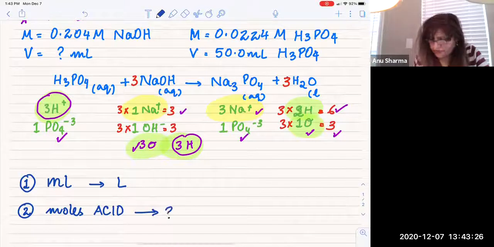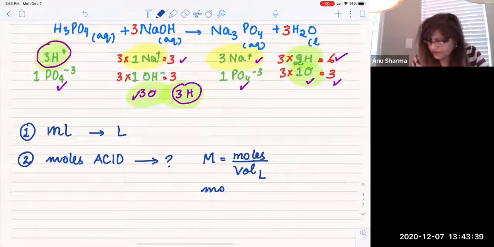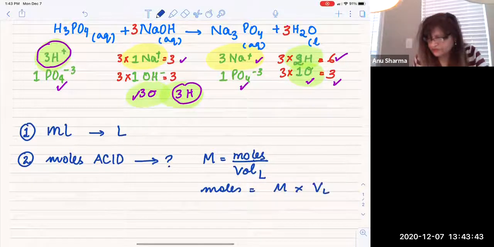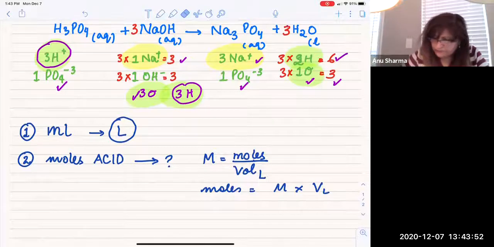You are given the molarity. Molarity is equal to moles over the volume of the solution in liters. So the moles is equal to molarity times the volume in liters. This is the reason why you need to convert the volume to liters. So this is going to be the moles of the acid in this case.